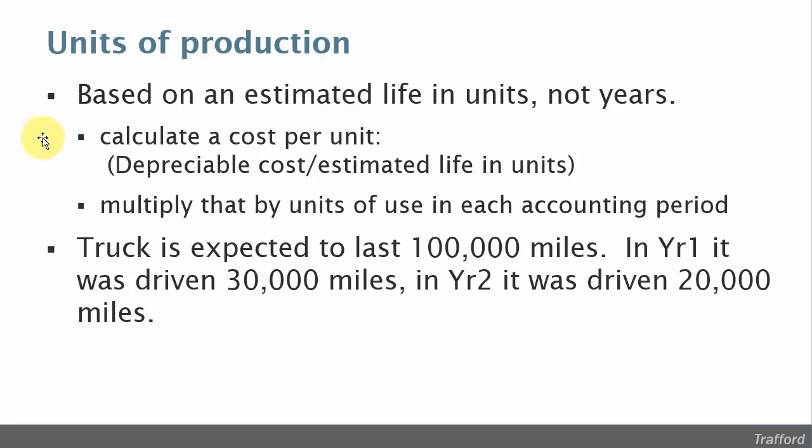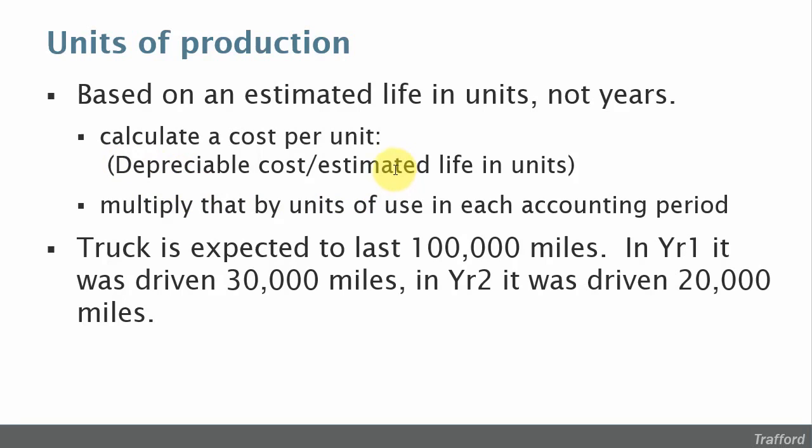So basically, instead of calculating a cost per year, you're calculating a depreciation cost per something: per item manufactured by a machine, per mile driven on a car, per hour of use on a computer monitor, something like that. So the computation, the formula, looks a lot like the straight line formula. Basically, you're taking your depreciable cost, acquisition cost minus residual value, and you're dividing by an estimated life in units. So you're going to have a cost per unit.